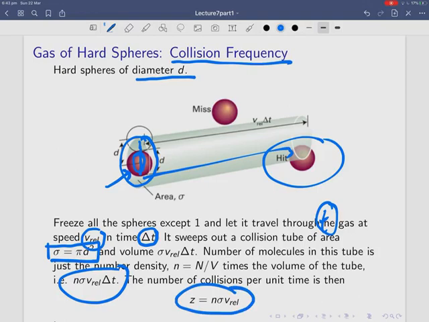So that's the answer for the number of collisions per unit time. You can go away and think about that, but that's the answer. It's just common sense. This is just accounting. Most of physics is just accounting, and this is what we're doing here.